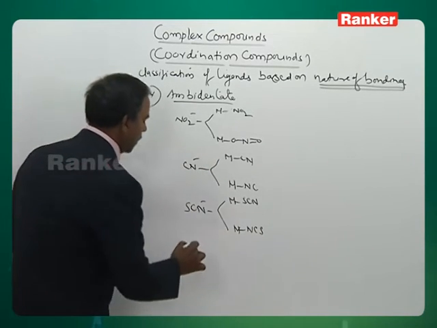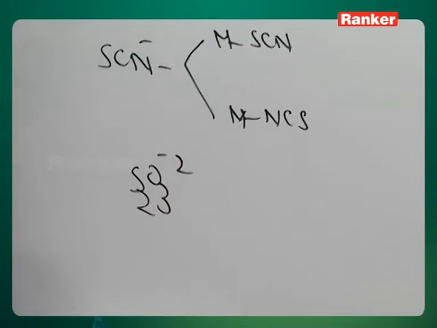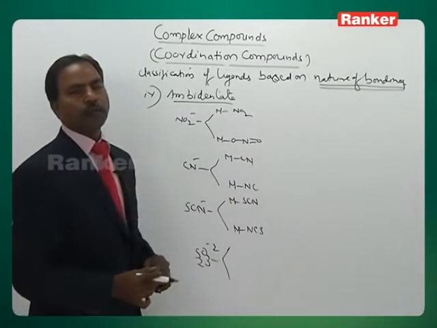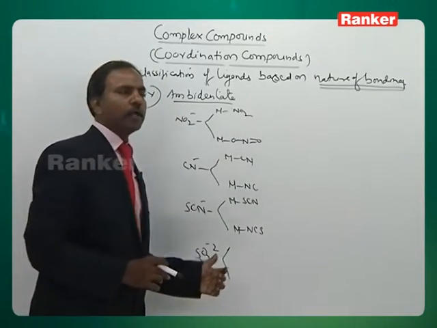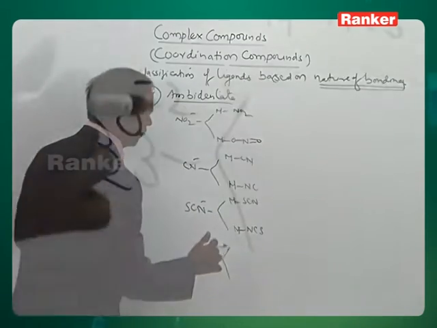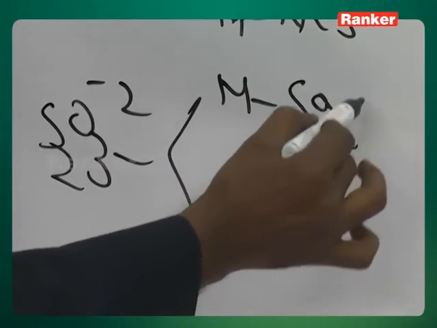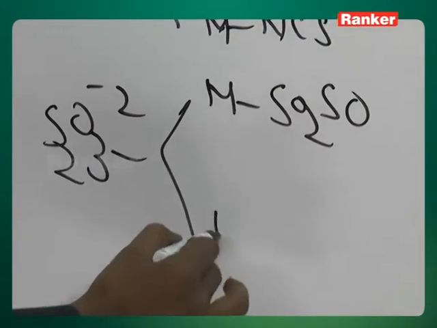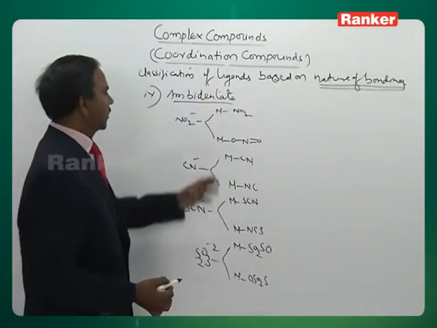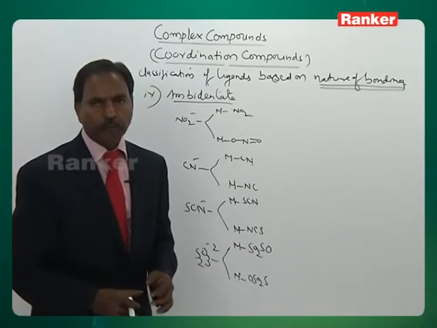One more, let me give the thiosulfato ligand, S2O3 2 minus. It is also linked to the metal ion by involving two different donor atoms. Often it involves the sulfur atom, next it may involve the oxygen atom. We write this as M–SSO3, and second, M–OSO2S.